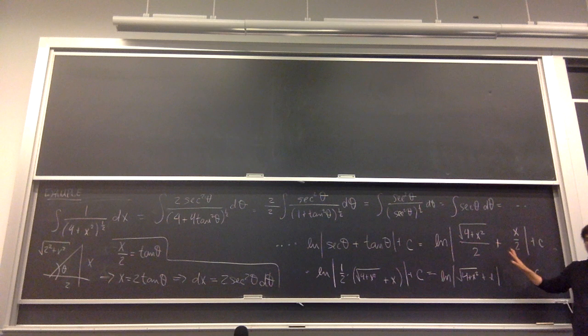I would accept this more or less on a test, but know that you can get it. If you're going to write this in a table of integration, you'd write this. This is clearly simpler, right? Just keep that in mind if you're looking stuff up in the back of the textbook.